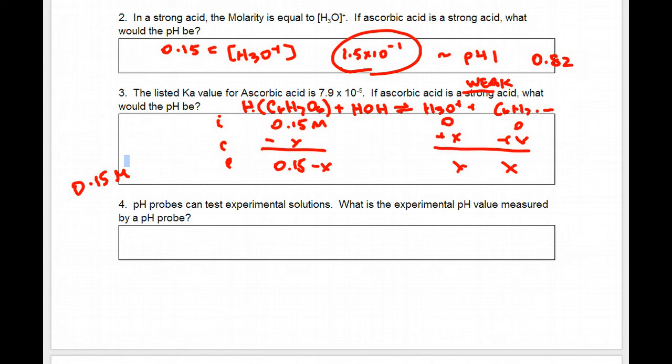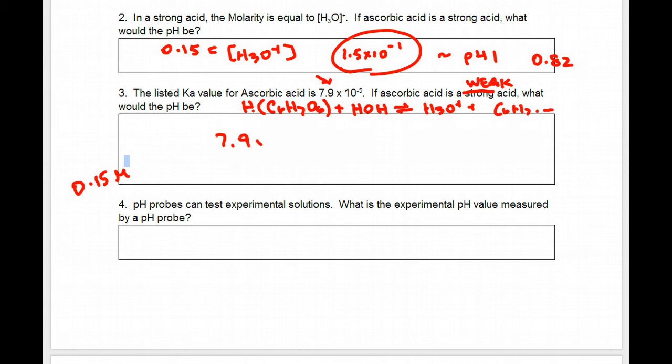Now we have to look at this and see if we can forget about this minus x, and the way we'll know is if this Ka value right here is super small, almost a thousand times smaller than the number you're subtracting x from. And in this case it is, because 7.9 times 10 to the -5 is a lot smaller than 0.15, so it doesn't really matter. So let's go ahead and plug in just the 0.15 and the x into our Ka. What we'll have is 7.9 times 10 to the power of -5 is equal to x squared, it would be x times x, I'm just doing one step ahead, and then it's just going to be 0.15 there.